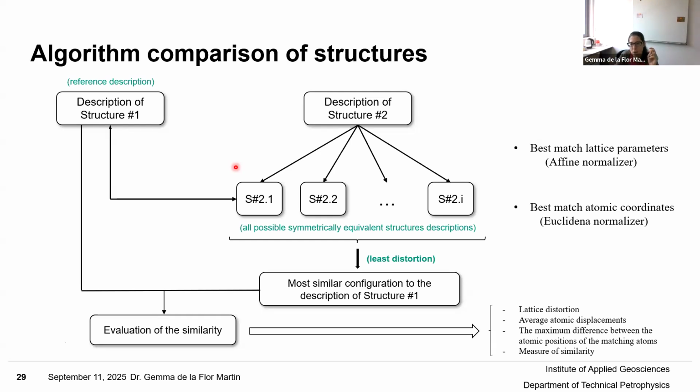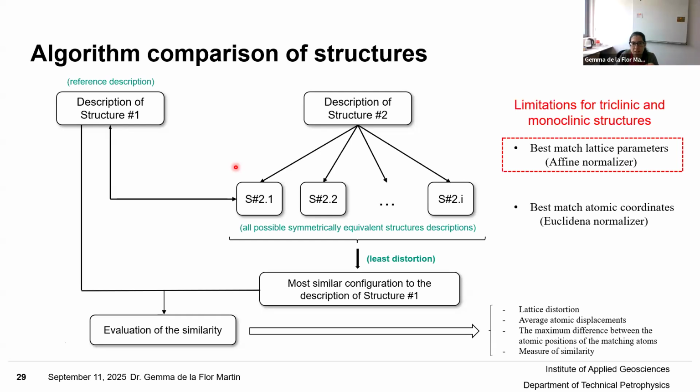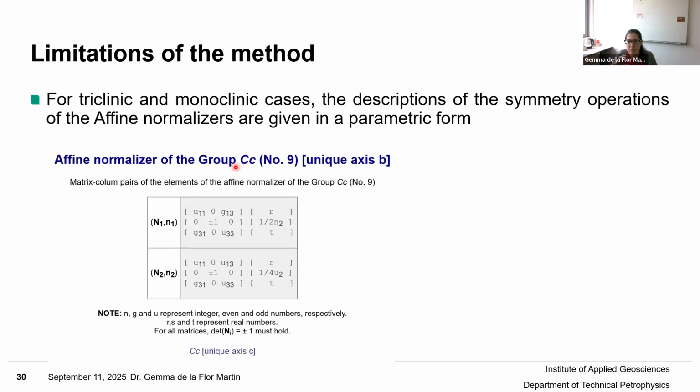So the difficulty arises when comparing triclinic and monoclinic structures. In this case, the affine normalizers are not space groups, and their symmetry operations are expressed in a parametric form. This sometimes prevents the program from carrying out a proper comparison. So let's have a look at this in more detail. Here I'm showing the affine normalizer of, as an example, the monoclinic space group Cc, space group number 9. You can see this is the parametric form.